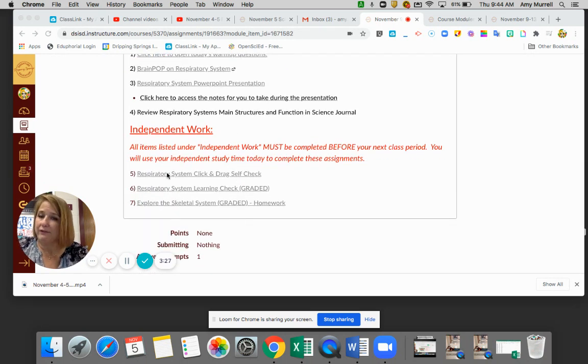We then also asked you to do a respiratory system click and drag self-check, which also goes in your notes file. And then in some classes, we did the respiratory system learning check. In others, we put it off until the next class period. But finally, for homework, we asked you to jump in with our next system, and that is the skeletal system. So go ahead and watch the intro video and answer the intro questions on the skeletal system before you come to class so that we can jump right in talking about it.